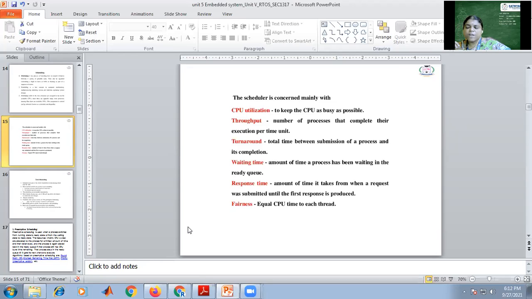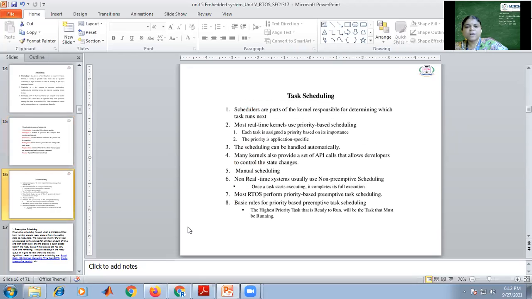So whenever a scheduler is giving a schedule, it will also see that all the threads are given equal control of the CPU, so that each completes the task that is allocated. So I can say task scheduling is part of the kernel service, and it will decide which task has to run soon after the completion of the current task.